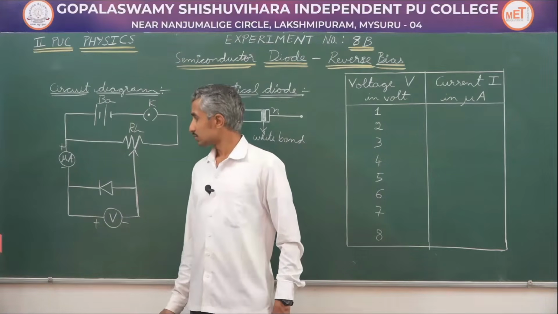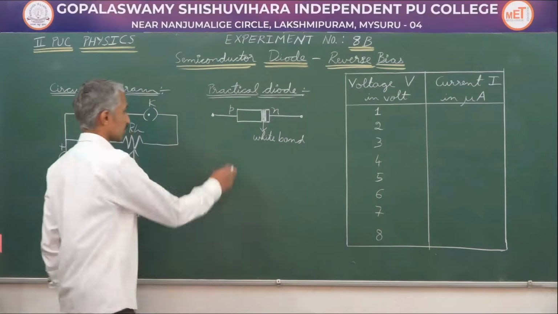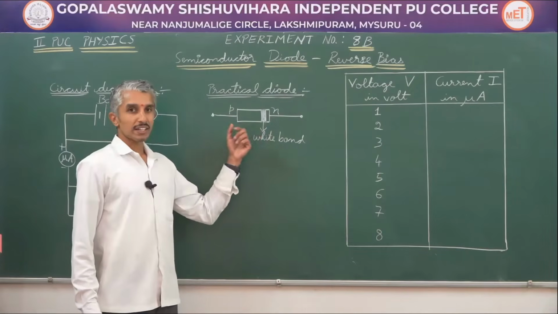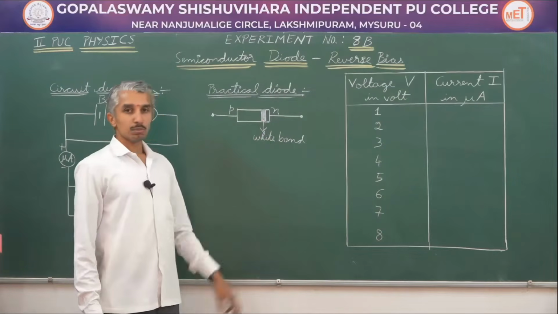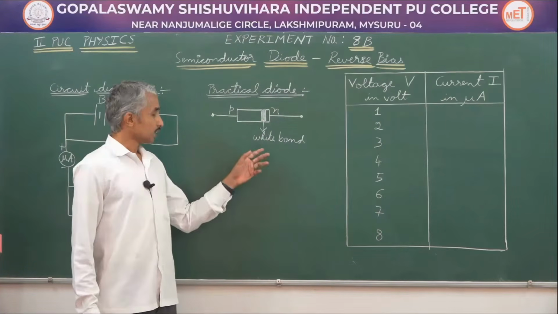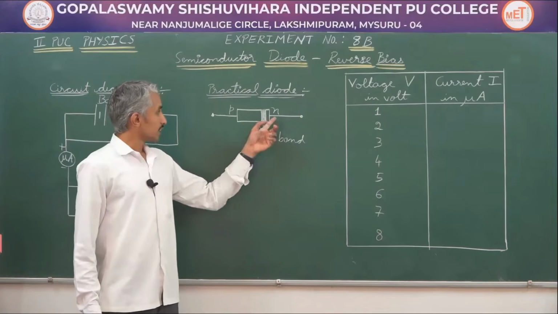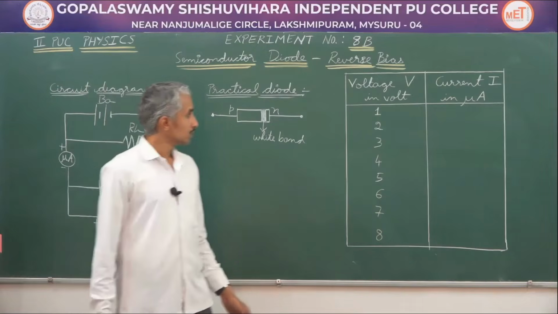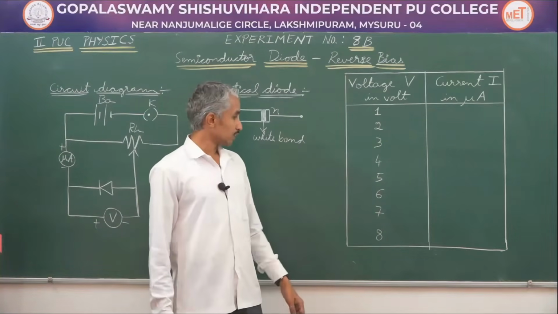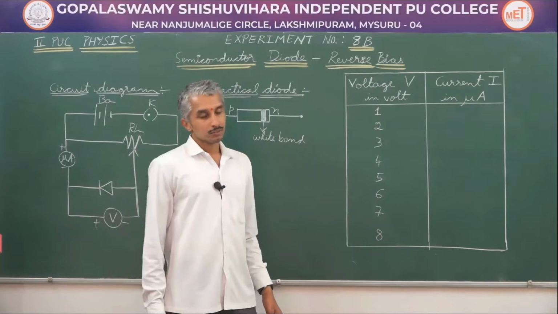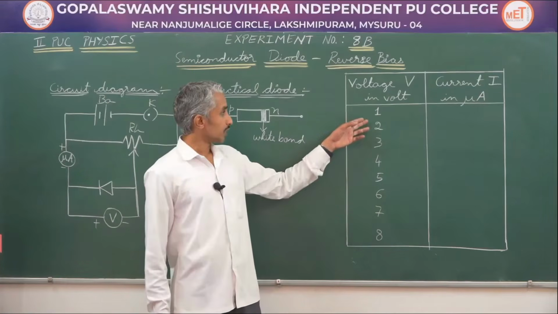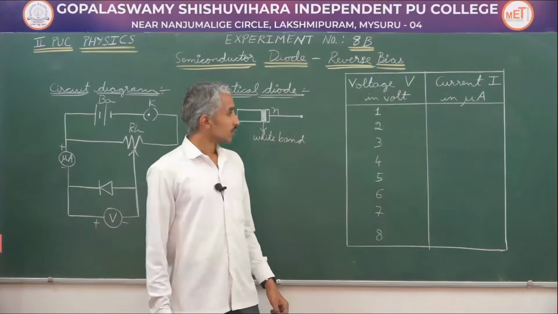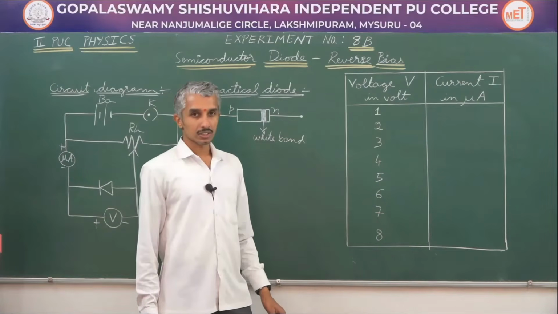And further, practically a diode is a small black color bead with a white band. We will remember again, the white band side is the N type and the other side is the P type. And for performing today's experiment, we have the tabular column here. We will be increasing the voltage from 1 to 2, 3, 4 in terms of 1 voltage. So let us start connecting the circuit.